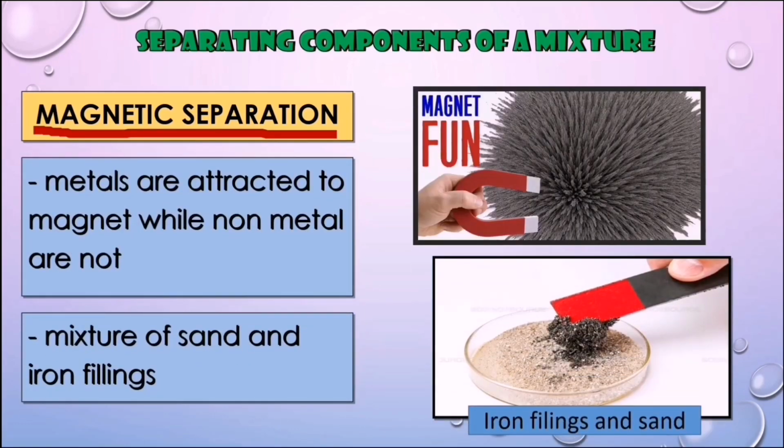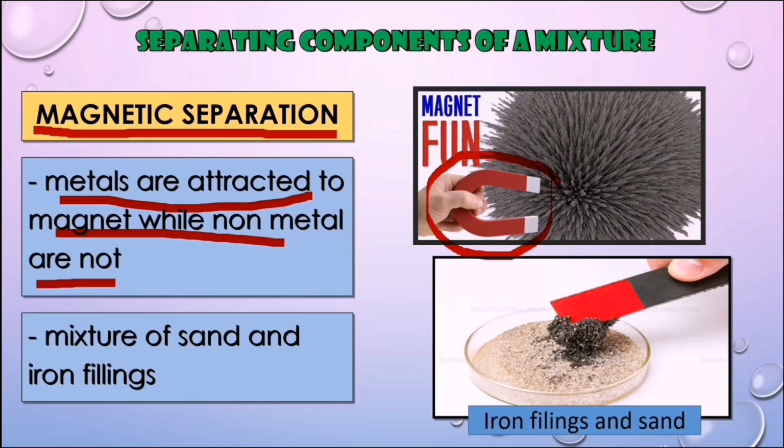Since metals are attracted to magnets while non-metals are not, to separate the metals from the non-metals, you can use a magnet. For example here, a mixture of sand and iron filings. Since iron filings can be attracted to a magnet while sand is not, you can bring the magnet close to the mixture so the iron filings get attracted to the magnet. So, what remains is sand. Very easy, right? Very easy to separate that sand and iron filings mixture. So, one way to separate is to use a magnet.